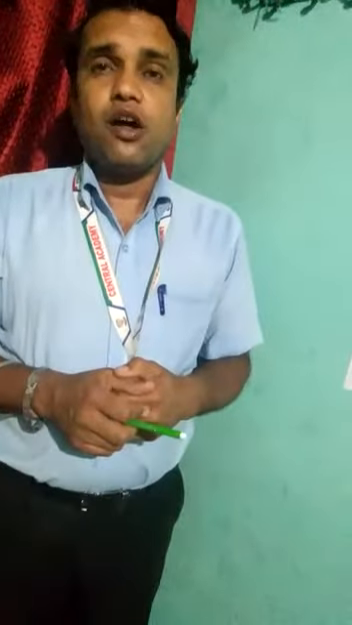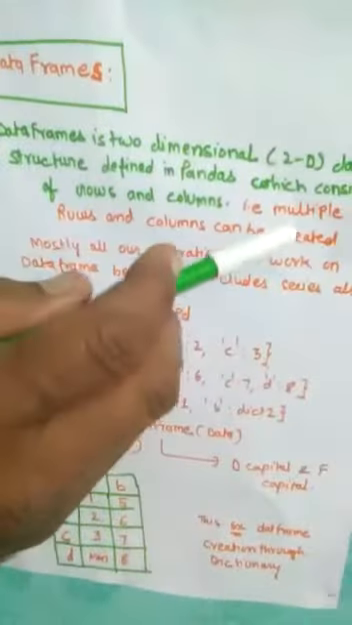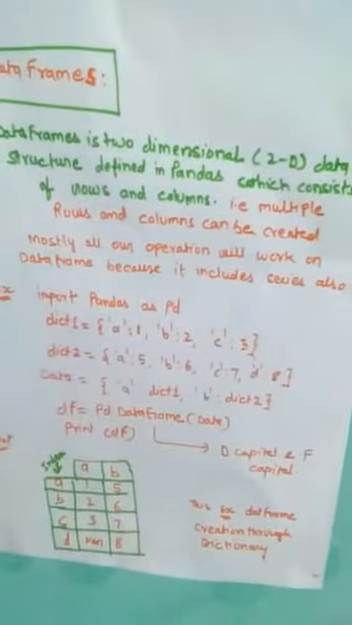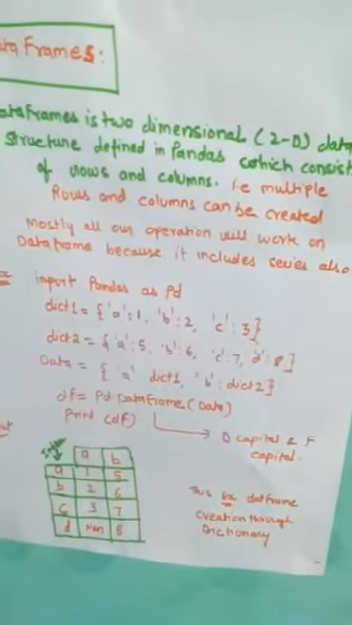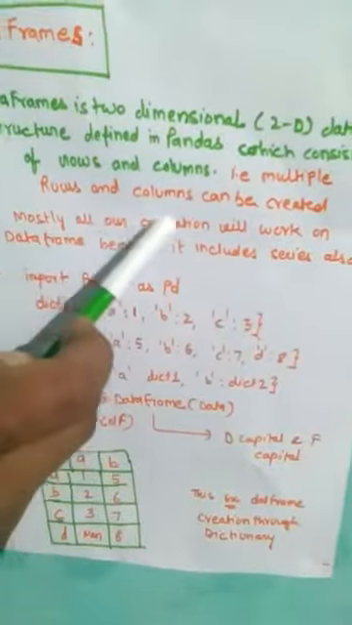Data frame is a two-dimensional or multi-dimensional array. First of all, let us know what actually is the prescribed definition of data frame. We can see that data frame is a two-dimensional data structure defined in pandas which consists of rows and columns. That is, multiple rows and columns can be created. Mostly all our operations will work on data frame because it includes series also.